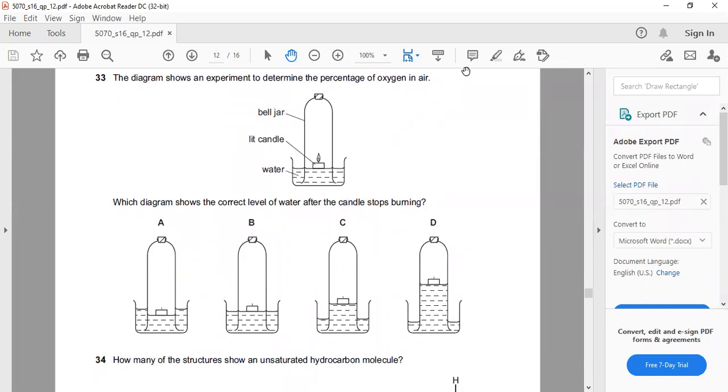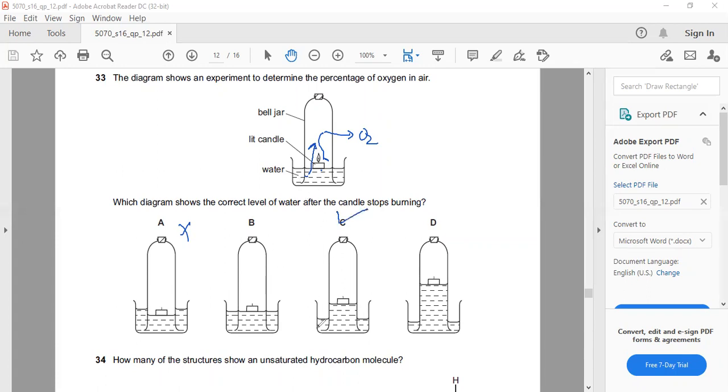Question 33 is again about the air and water, oxygen. So, the bell jar experiment. There's oxygen here. When it burns, all the oxygen is consumed from here. The pressure inside decreases, so the water level increases. A is wrong because the water level decreases. B looks wrong because its water level is similar.